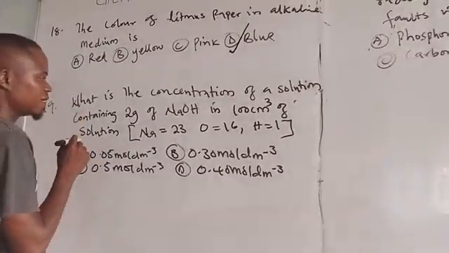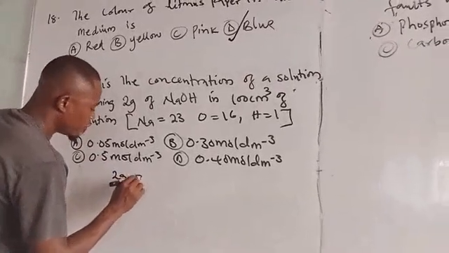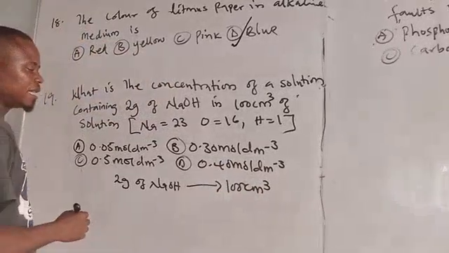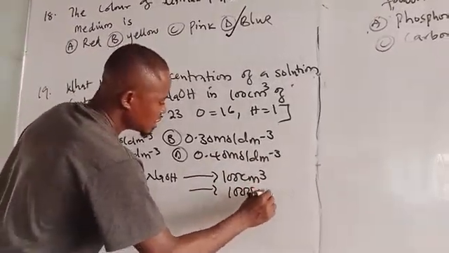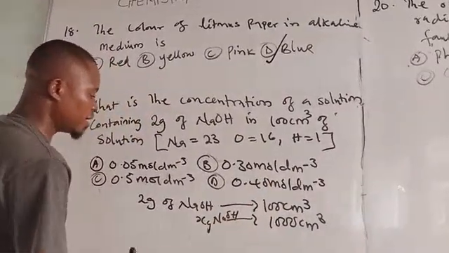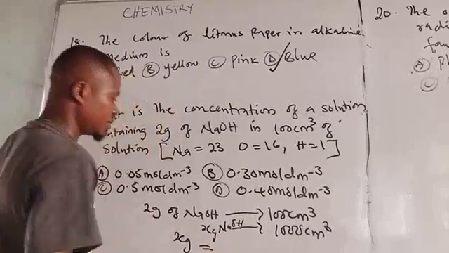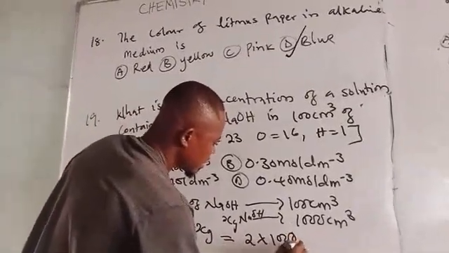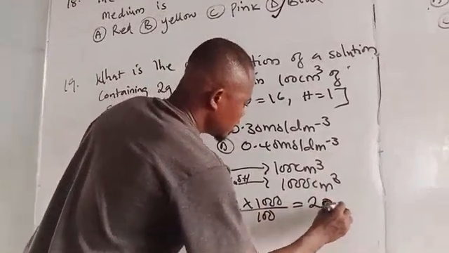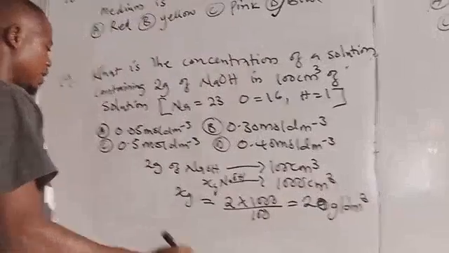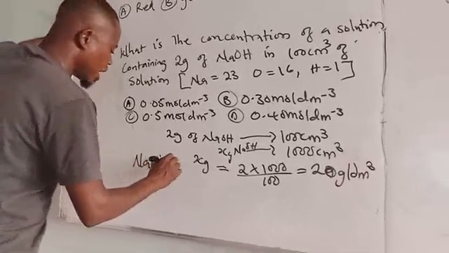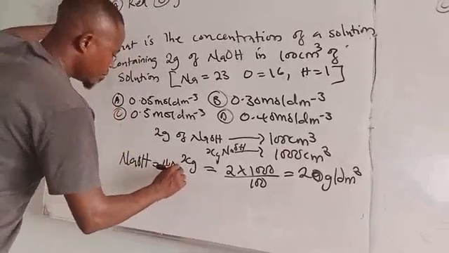Now, how do you go about this? If you have 2 grams of sodium hydroxide in 100 cm³, the standard representation should be in what? 1000 cm³. That's the standard measurement. So we're going to have X grams of NaOH. If you cross multiply, X grams will be equal to 2 times 1000 divided by 100. And this will be equal to 20 grams per dm³. Now, if you calculate the molar mass of sodium hydroxide, you're going to have 23 plus 16 plus 1 will give you 40 grams per mole.